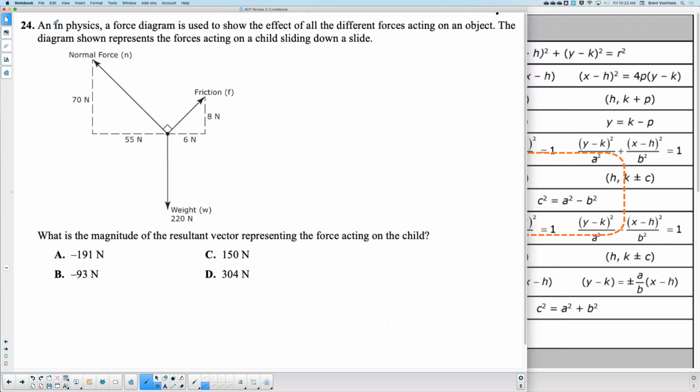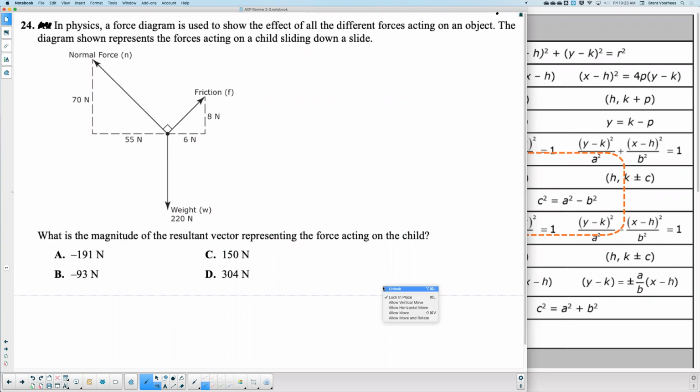In physics, a force diagram is used to show the effect of all the different forces acting on an object. The diagram shown represents the force acting on a child sliding down a slide. What is the magnitude of the resultant vector represented by the force acting on the child?